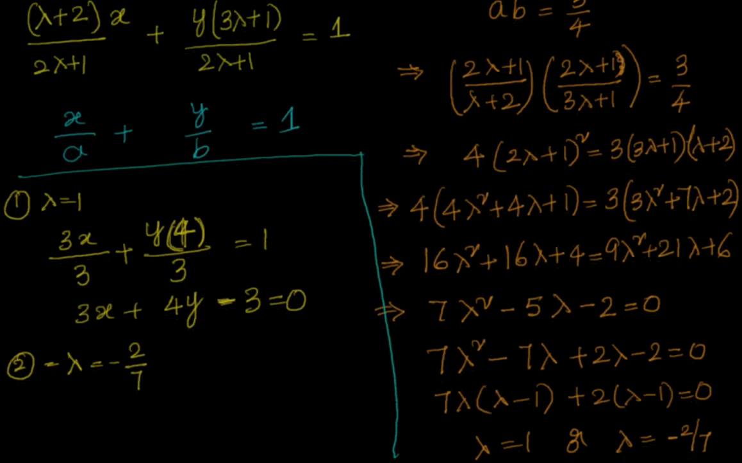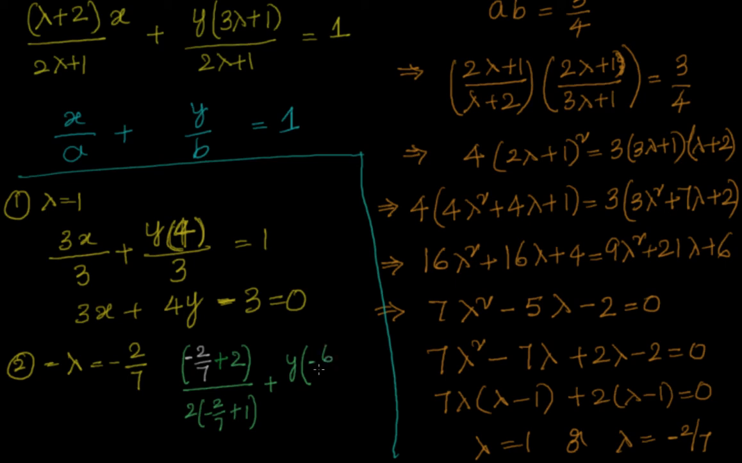Let me see, we have enough place here. Yes, let me write it down. Lambda plus 2, so minus 2 by 7 plus 2, divided by 2 into minus 2 by 7 plus 1, plus y into 3 into lambda.